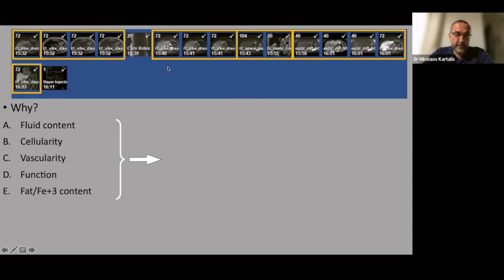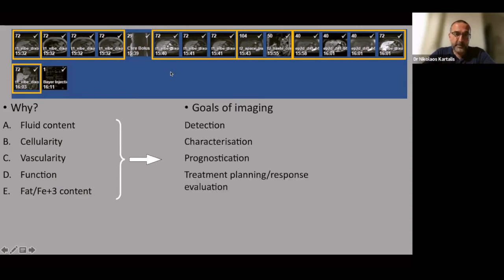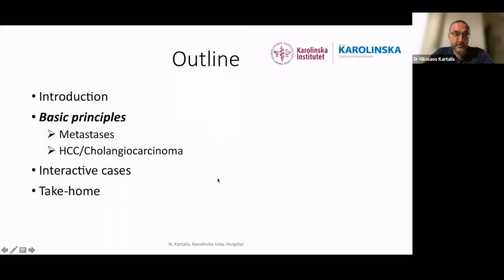All this we do in order to achieve the goals of the imaging: to detect lesions, to characterize them, say if it's hemangioma, metastasis, or HCC, and to get information about the prognostication. Let's say a patient with HCC and macrovascular invasion has worse prognosis than a patient with HCC of the same size but without macrovascular invasion, and of course help in treatment planning and response evaluation.